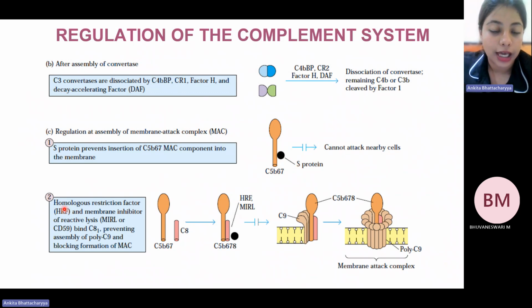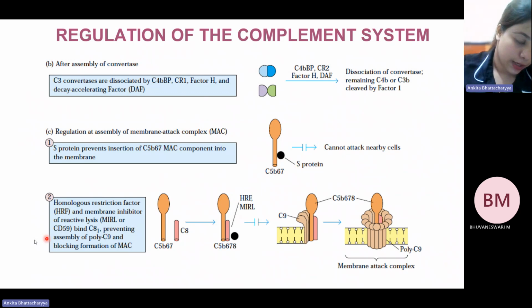Alternatively, if you have HRF, which is the homologous restriction factor, and membrane inhibitor of reactive lysis, which is MIRL or CD59, they are able to bind to C8 and C9, preventing the assembly of poly C9 and preventing the formation of the MAC. So what are the different steps we saw?